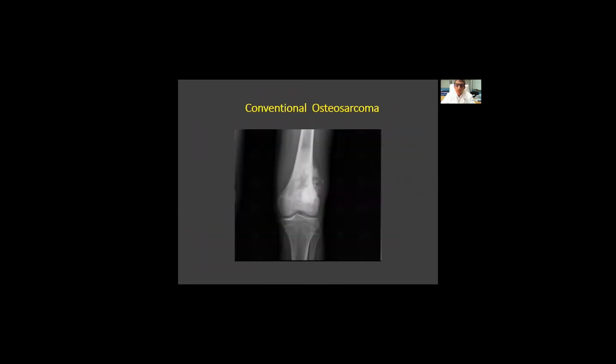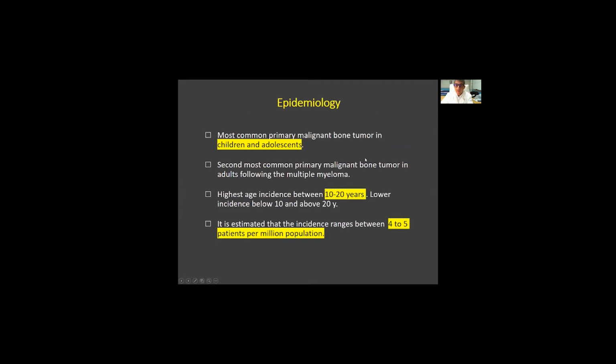Now we're going to discuss the conventional osteosarcoma, high-grade osteosarcoma. It is most common in children and adolescents between the age of 10 and 20 years, and the prevalence has been estimated to lie between 4 to 5 patients per million population.